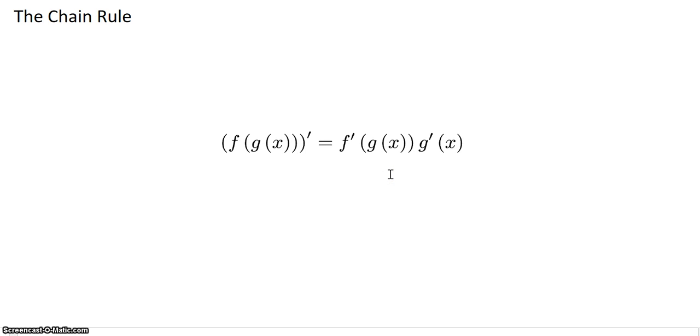Okay, so now we're going to be talking about the chain rule. The chain rule is something you use to find the derivatives of composite functions. A composite function is any function where there's an overarching function with a smaller function inside of it, and it's shown as f of g of x.